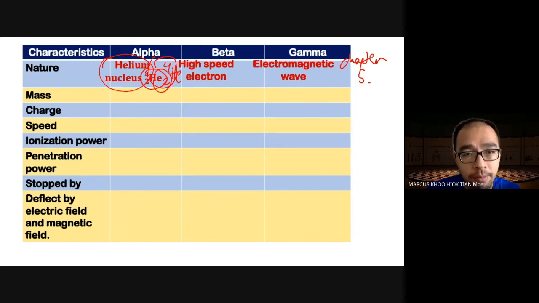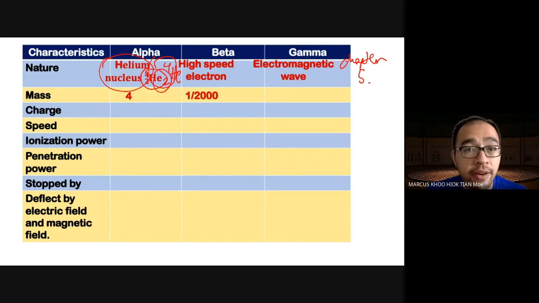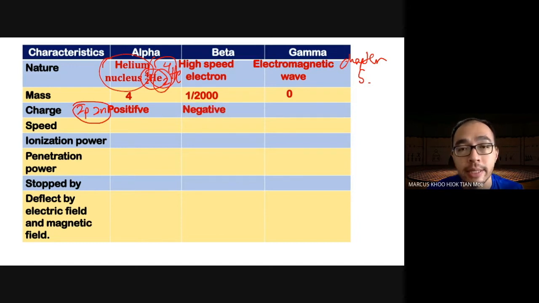Now in terms of mass, this is the relative mass. The alpha is about 4, because there are 4 particles in there, 2 protons and 2 neutrons. The electron is very light, so the mass is about 1/2000. And gamma, because it is just a ray, has no mass. There is no particle being discharged. In terms of charge, because the helium nucleus has 2 protons and 2 neutrons, we can conclude that the alpha particle's charge is positive. If the beta is an electron, we know that electrons are negatively charged, so the beta particle is negatively charged.